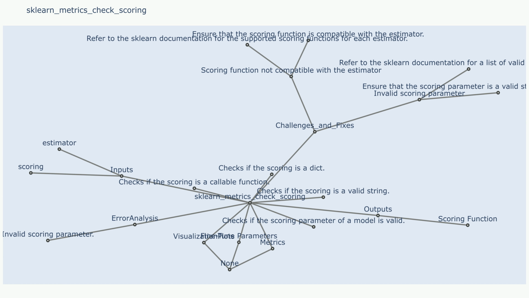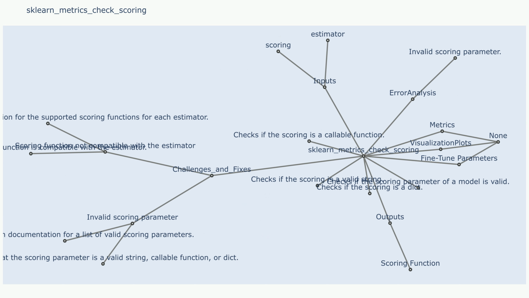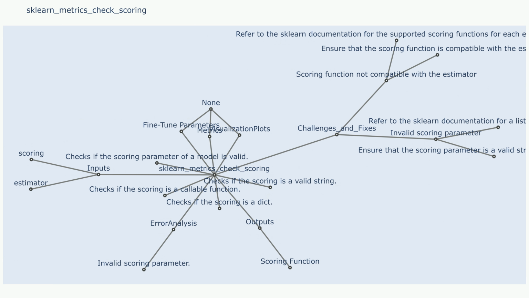Inputs. Scoring. This input is a string, callable, or dictionary-like object defining the scoring metric to be used. It can be a predefined scoring metric name from scikit-learn like accuracy, recall, F1 score, a custom function, or a dictionary specifying different metrics for different output types. Estimator. This optional input is an estimator object, e.g., a classification or regression model, used to determine if the provided scoring metric is applicable to the estimator's task (classification, regression, etc.).